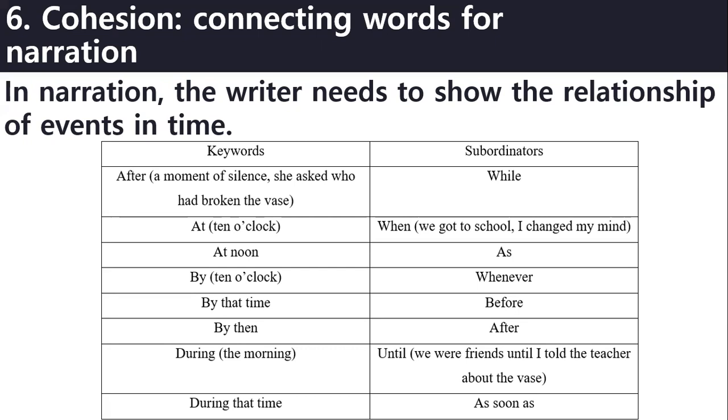Words to indicate time relationships. You can see in the table in front of us, we have keywords. We have after, at noon, by that time, by then, during that time. And then we have subordinators such as while, when, as, whenever, before, after, until, as soon as. Words to indicate sequence are transitional words such as first, second, etc., next, later, suddenly, then, last, finally, now, etc.